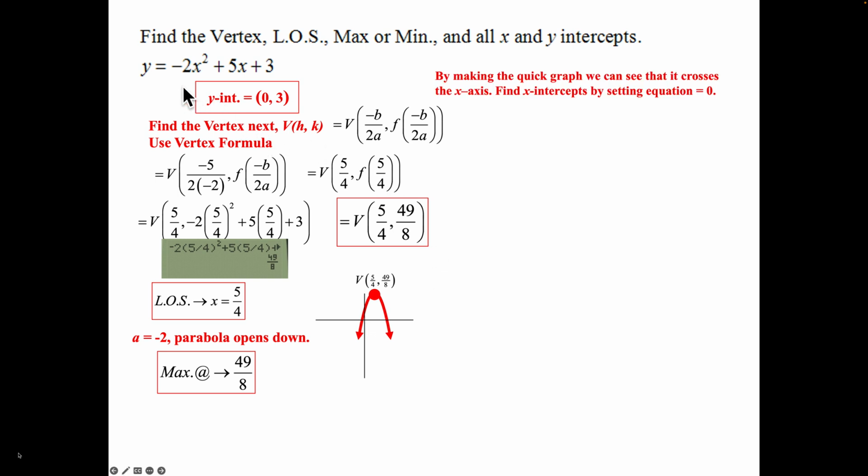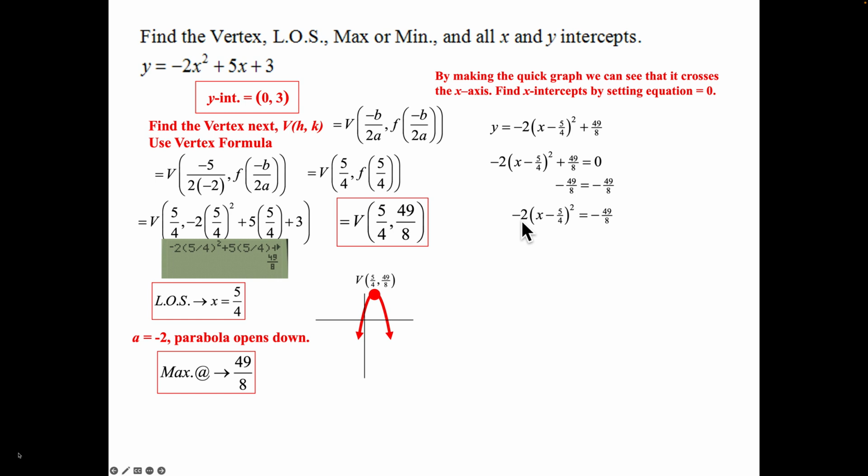So I'm going to take the negative 2 parentheses x minus 5/4, close the parentheses squared, plus 49 over 8. There's my a, here's your h, here's your k. Put it into y equals a times x minus h quantity squared plus k. Time to solve. Undo what you see. We have to subtract over the 49/8. Done.